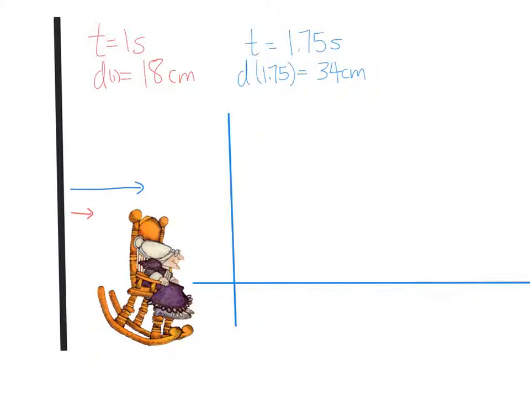So we're looking at Megan sitting in her rocking chair, and I've got some information on the screen already. At time 1 second, the distance from the wall is 18 centimeters, and at 1.75 seconds, the distance from the wall is 34 centimeters.